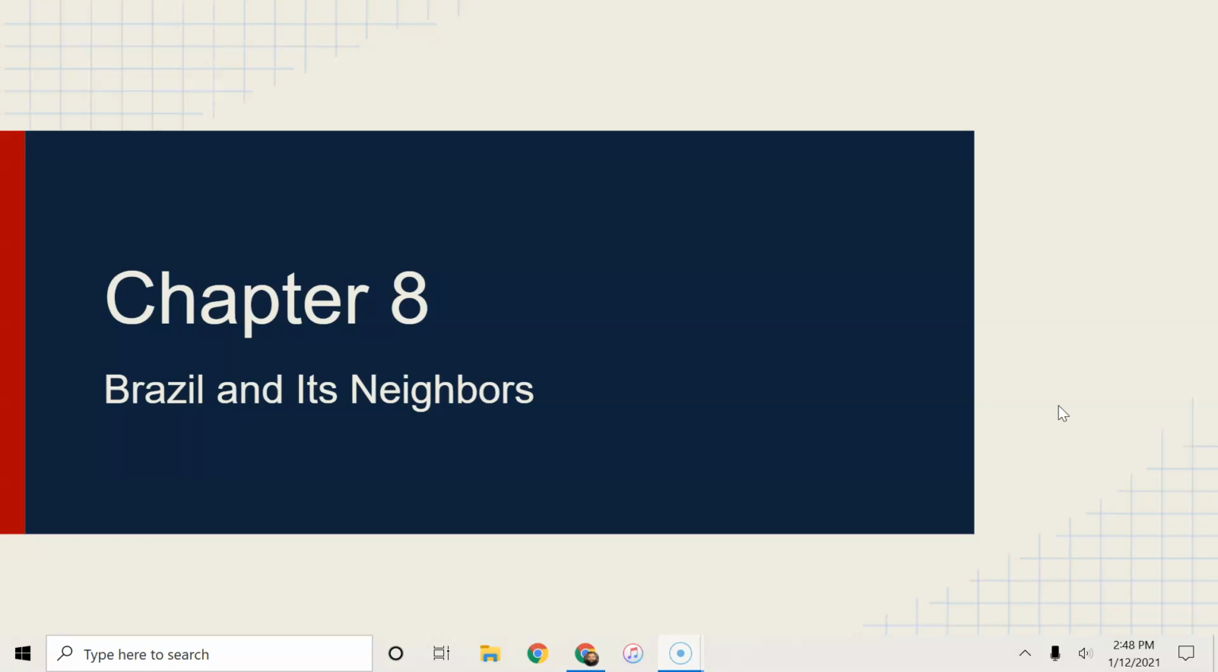Today, we are going to be taking a look at South America. In this particular section, we're going to break South America up into two pieces. This first part is going to focus on Brazil and its neighbors, and in particular, for today, we're going to focus on Brazil.